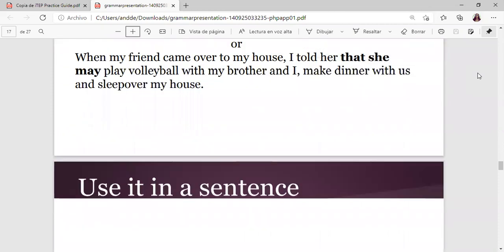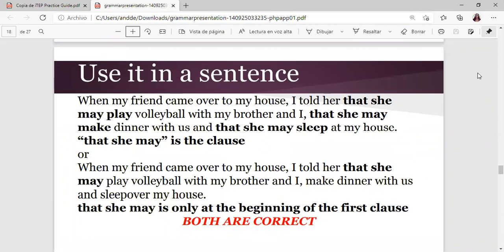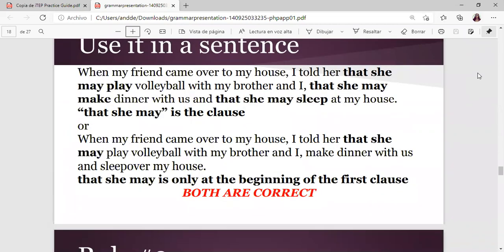There will be, when my friend came over to my house, I told her that she may play volleyball with my brother and that she may make dinner with us and that she may sleep at my house. That she may, would it be the clause? And then, when my friend came over to my house, I told her that she may play volleyball with my brother and I make dinner with us and sleep over my house. That she may is only the beginning of the first clause, but both of them are correct.